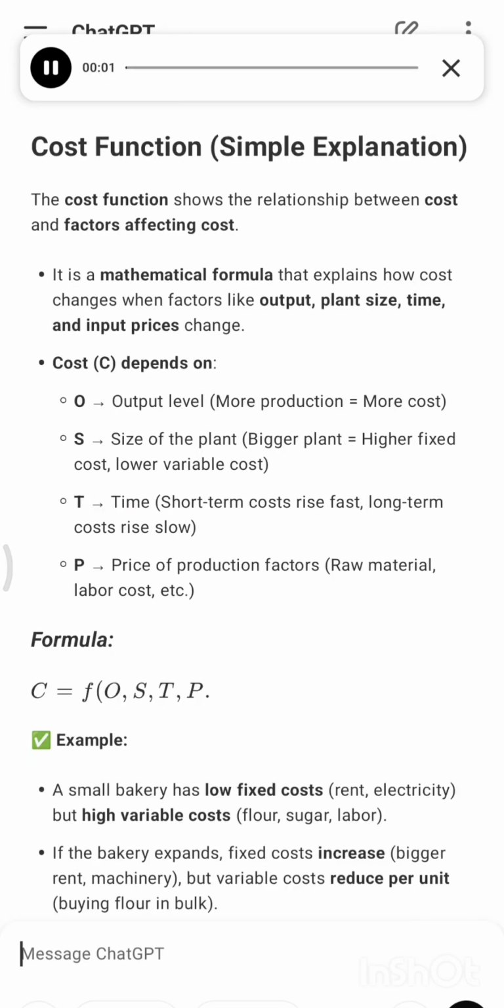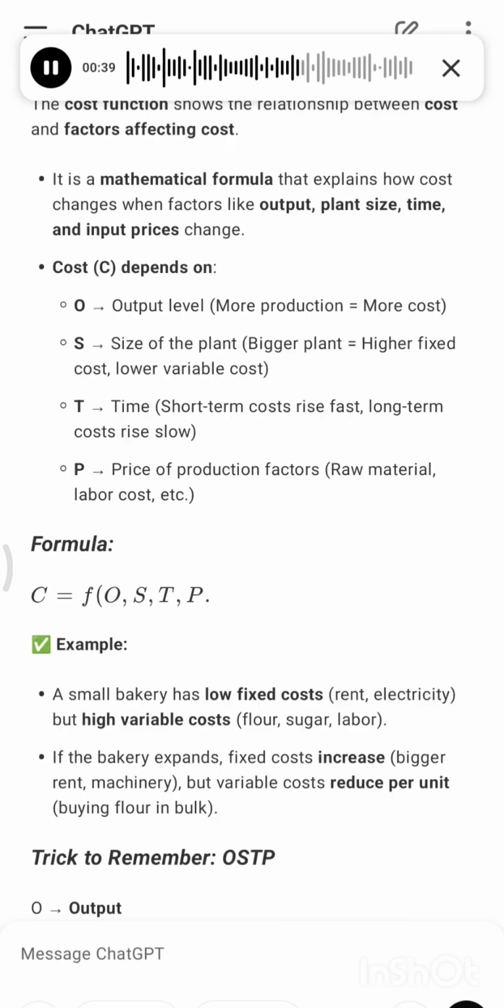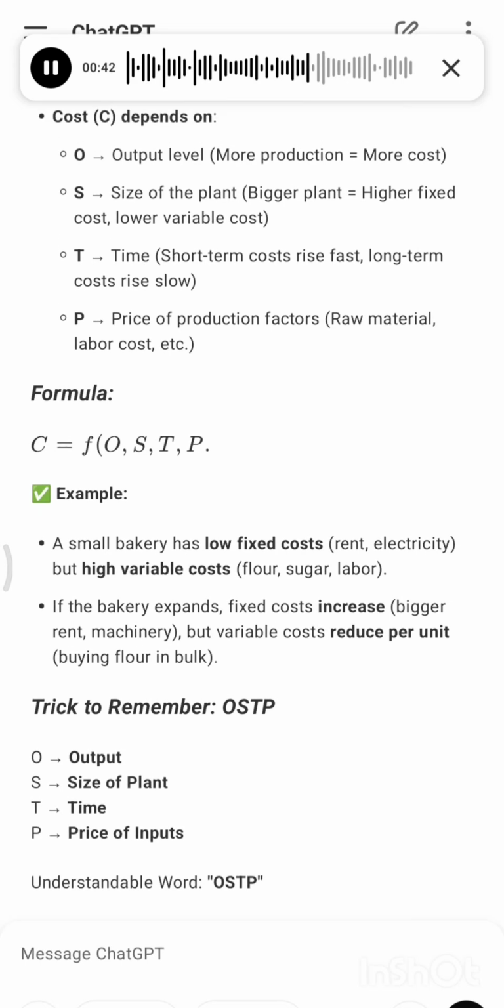Cost function, simple explanation. The cost function shows the relationship between cost and factors affecting cost. It is a mathematical formula that explains how cost changes when factors like output, plant size, time, and input prices change. Cost C depends on O, output level, more production equals more cost. S, size of the plant, bigger plants, higher fixed cost, lower variable cost. T, time, short-term costs rise fast, long-term costs rise slow. P, price of production factors, raw material, labor cost. C = f(O, S, T, P). This means cost C is a function of output, plant size, time, and prices of inputs.